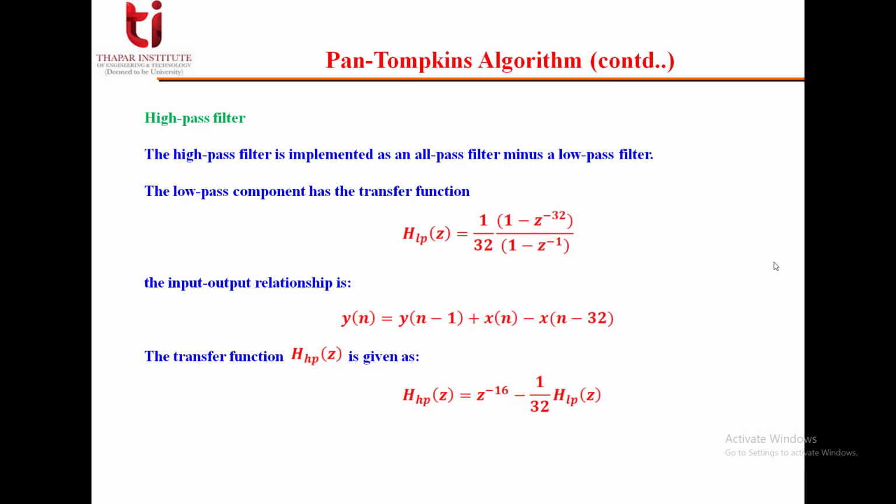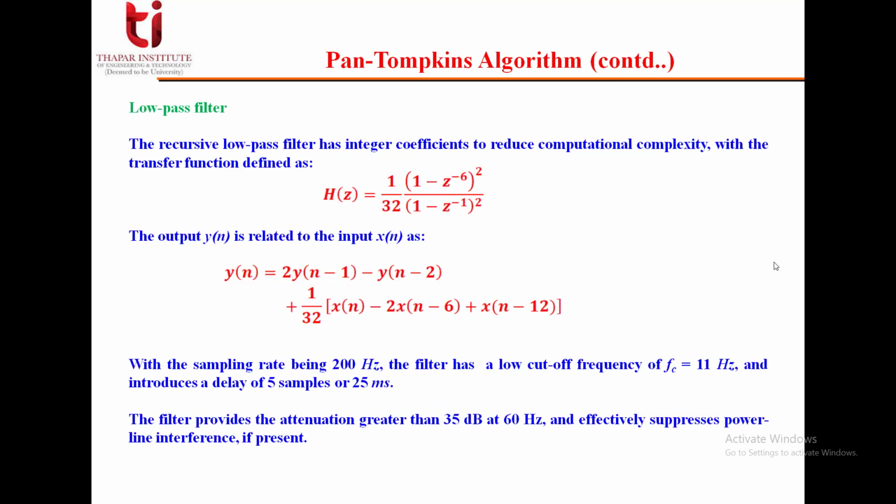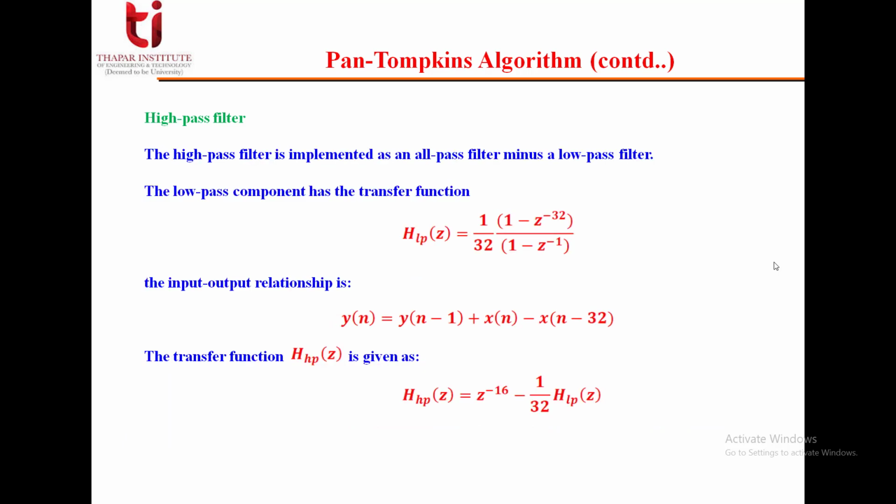So how can we get this high pass filter equation? We are considering this high pass filter as an all pass filter minus the low pass filter. So the equation is z raised to power minus 16 minus 1 by 32 times the transfer function of the low pass filter. This is how we implement this high pass filter, and as we studied in the last slide, the low pass filter, we keep both in cascade finally to make the band pass filter.